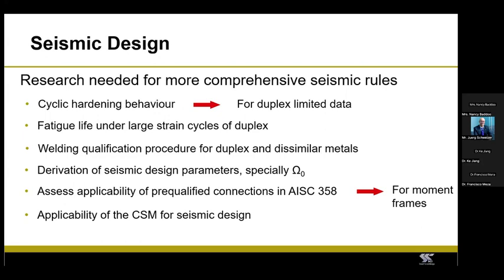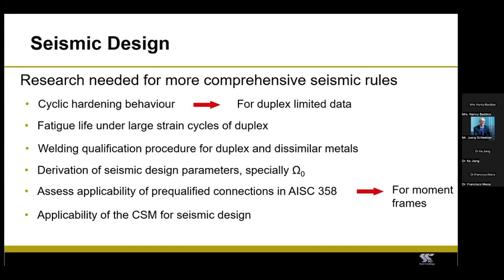Now, also because the seismic design rules for stainless steel are most likely to be based on the existing rules for carbon steel, it is always useful if the research on the cyclic hardening behavior or the fatigue life of stainless steel is presented as a comparison against the behavior of carbon steel grades.